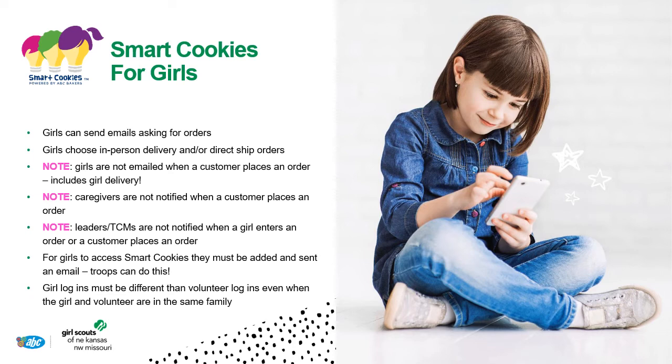Girl logins or usernames must be different than volunteer logins or usernames, even when the girl and the volunteer are in the same family. So if you are a troop cookie manager and you have a Girl Scout in the program, your login for Smart Cookies or your username must be different than your girl's. You can use the same email that you use to log in to set up your daughter's account, and you can use the same password. If you have any questions about any of this, please reach out to us.